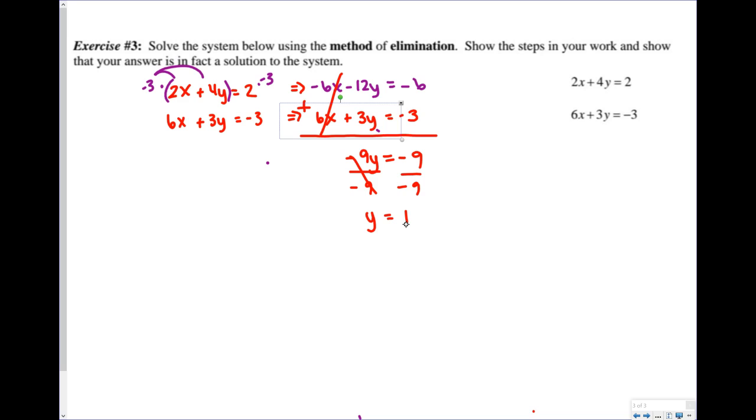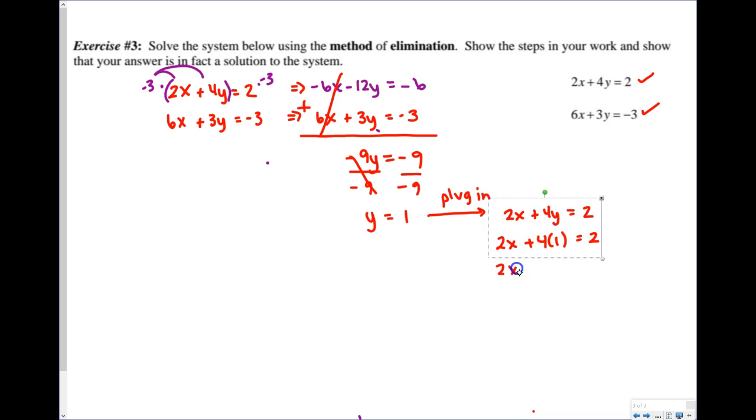So, now that I found y though, what do I have to do to find x? I've got to plug in. And again, like I said, it does not matter if I use this top equation or the second one. I don't care, it doesn't matter to me. I'm just going to pick one. Let's do the first one. 2x plus 4y equals 2. So I'm going to replace the y with a 1 and get 2x plus 4 equals 2.